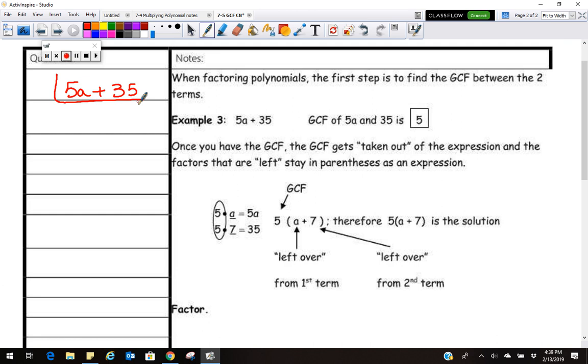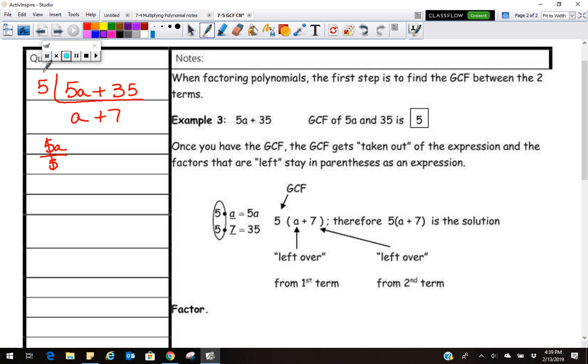Okay, both of those numbers end in 5, so I know that I can factor out a 5. Factoring is kind of like dividing, taking out. If you read this over here, you can take it out, you're dividing. So 5a divided by 5 leaves you with an a. 35 divided by 5 is 7.